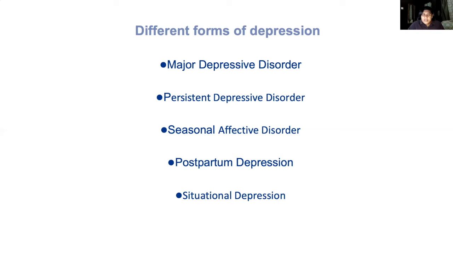And then we have the seasonal affective disorder, also known as SAD. It is a type of depression that relates to changes in seasons. You see, at the beginning or at the end, about the same time every year, a person might get sad, might get depressed because of the seasons.